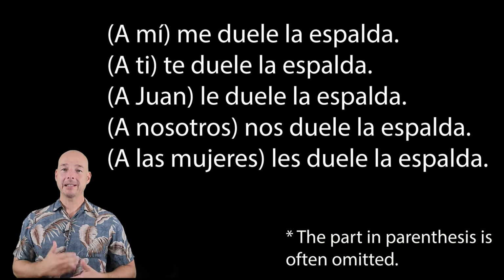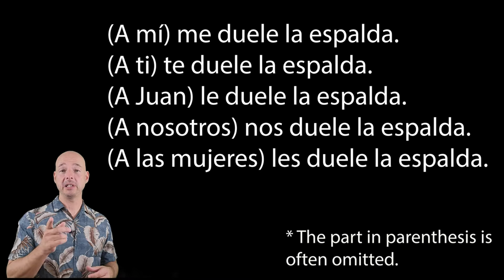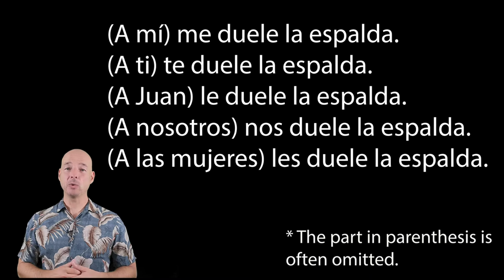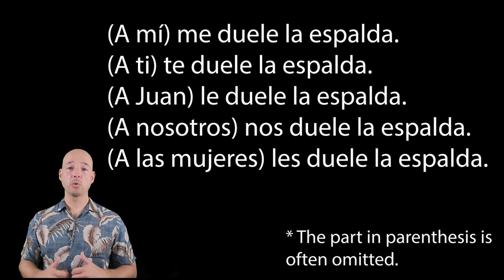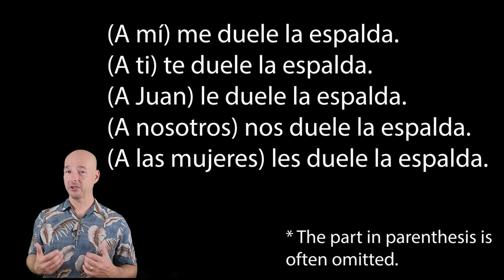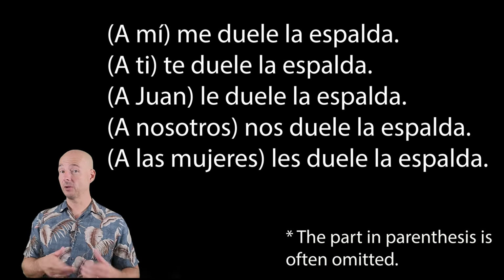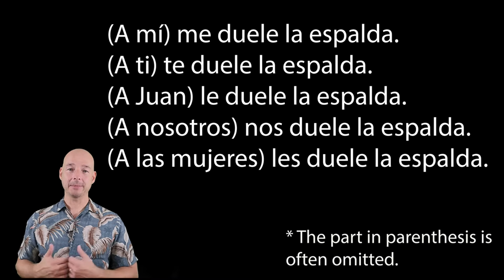A mí me duele la espalda. My back hurts. A ti te duele la espalda. Your back hurts, meaning the tú or informal you. A Juan le duele la espalda. Juan's back hurts. A nosotros nos duele la espalda. Our backs hurt. But you'll notice in the Spanish, you just say the back because each person only has their own, right? A las mujeres les duele la espalda.